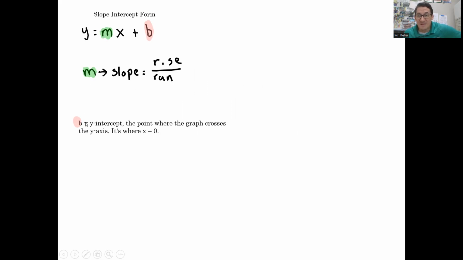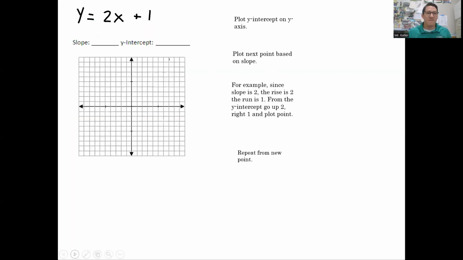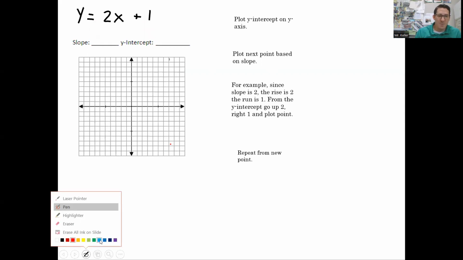The y-intercept is b. That is where the graph crosses the y-axis. That's also going to be our starting point for the graphs when we're graphing these. Let's look at an example. First example, y equals 2x plus 1. First thing I'm going to do is identify the slope and the y-intercept.